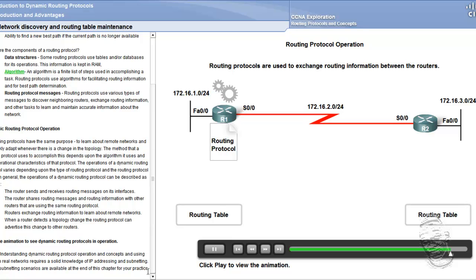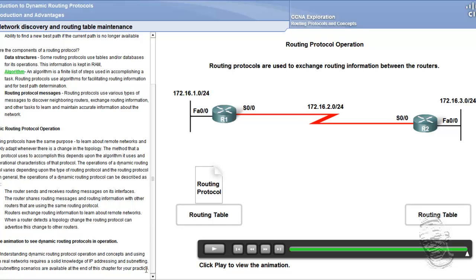The router sends and receives routing messages on its interfaces. The router shares routing messages and routing information with other routers that are using the same routing protocol. Routers exchange routing information to learn about remote networks. When a router detects a topology change, the routing protocol can advertise this change to other routers. Play the animation to see dynamic routing protocols in operation.